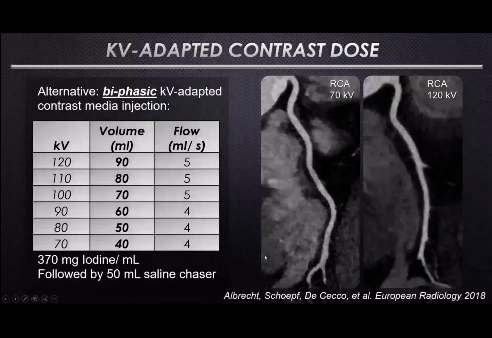And you see nicely here on the right that with this protocol you have a comparable attenuation, both subjectively and quantitatively, for the right coronary artery in 2 patients at 70 kV and 120 kV.